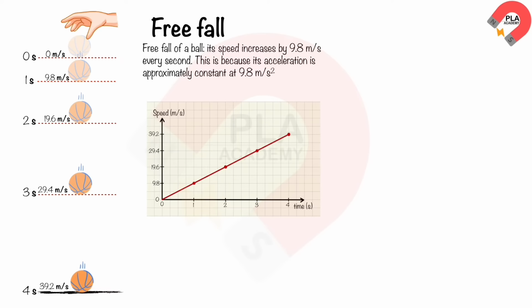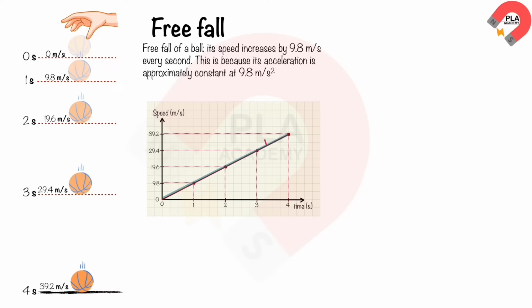The speed-time graph of a free fall. The speed of a ball increases 9.8 meters per second every second. Therefore, we plot the graph with the following points. Time 1 second, speed is 9.8. Time 2 seconds, speed is 19.6. Time 3 seconds, speed is 29.4. Time 4 seconds, speed is 39.2. Then we draw a straight line from the origin.